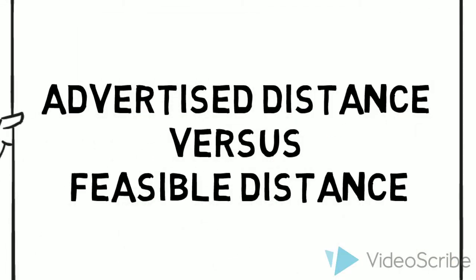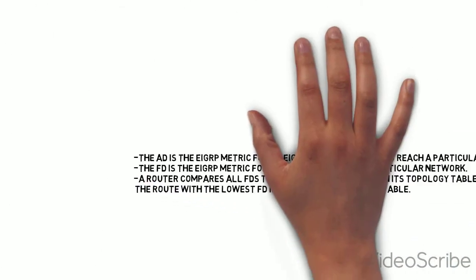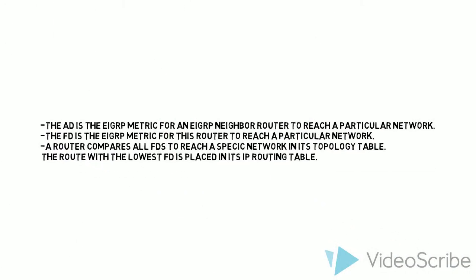Advertised distance versus feasible distance. The advertised distance is the EIGRP metric for an EIGRP neighbor router to reach a particular network. This is the metric between the next hop neighbor router and the destination network. The feasible distance is the EIGRP metric for this router to reach a particular network. This is the sum of the advertised distance for the particular network learned from an EIGRP neighbor, plus the EIGRP metric to reach that neighbor, the cost between this router and the next hop router.